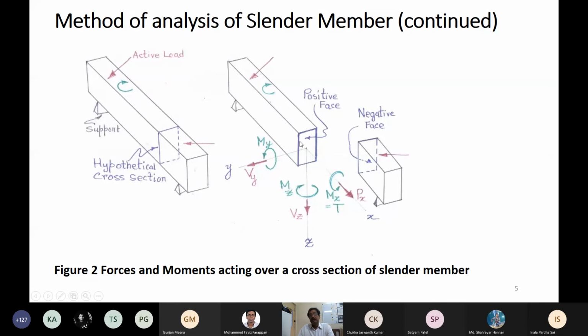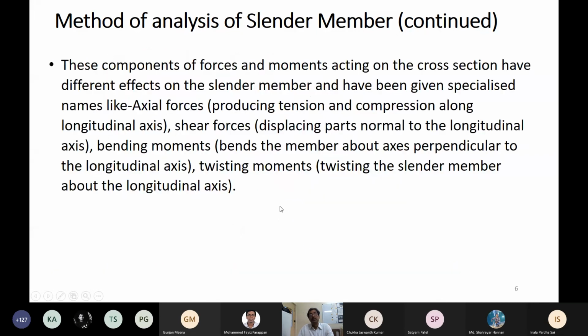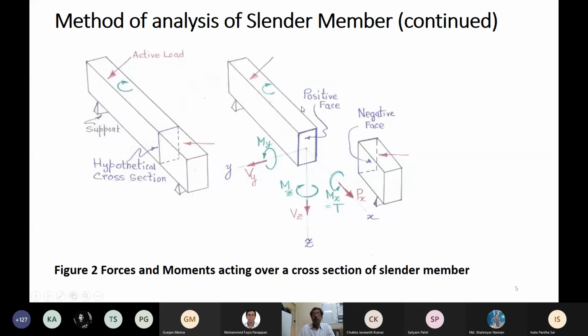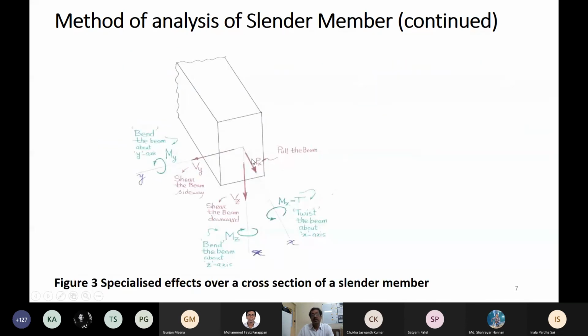Now let us examine the significance of these forces and moments. Once again, you can just look at the same beam, but now I have drawn only this part. Only this part I have redrawn. Can you imagine that the Px force will pull the beam? If it is in the opposite direction, it will push the beam along the axis. Now Vy and Vz will try to displace it laterally. So this is shear. This is called the shear forces. This is called the axial force.